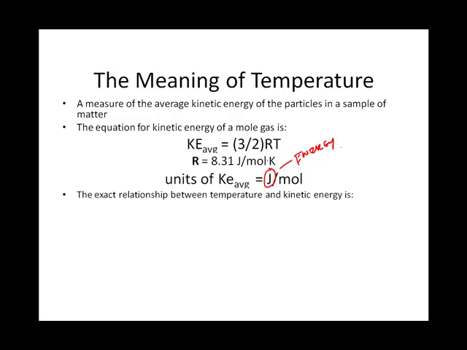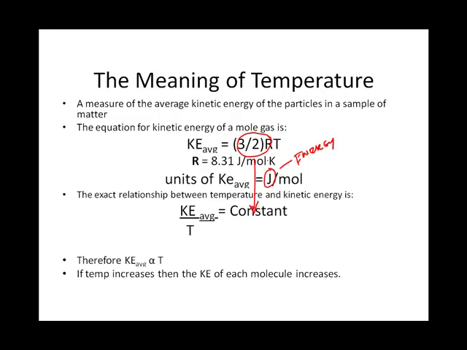The exact relationship between temperature and kinetic energy is very simple. Well, if we take kinetic energy and divide it by T, we know that 3/2 R is equated to this constant. So how are they related? If kinetic energy goes up, so does temperature. And if temperature increases, so does the kinetic energy. So they are directly proportional.